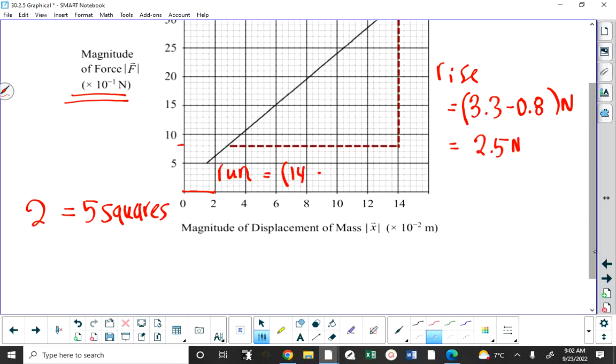So if this were 20 being 5 squares, it would be 4, 8, 12, 16, 20. But it's 2, which means it's 0.4, 0.8, 1.2, 1.6, 2. So each square on the bottom is 0.4.